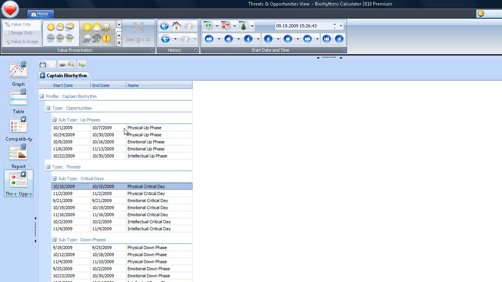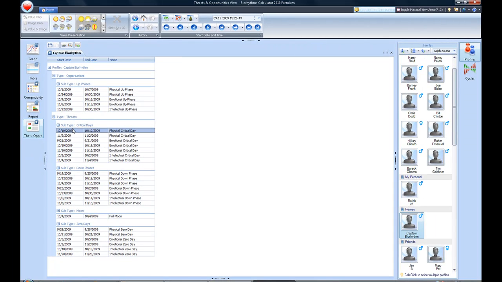But in this situation, it shows that the physical phase is up, and it shows you from when to when the physical phase is going to be up. Same with the emotional phase, same with the intellectual phase. Now, here are the subcritical days, and these are the physical critical days. These are the days that you're crossing over. These are the ones that are very important to remember, because these are the ones where most people are going to be unstable.